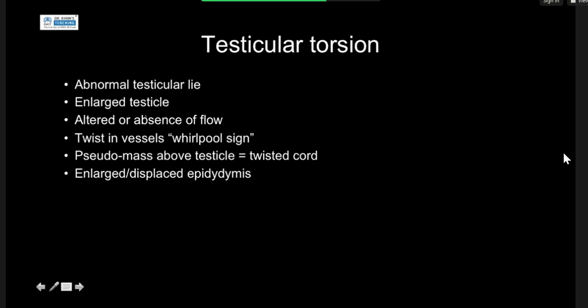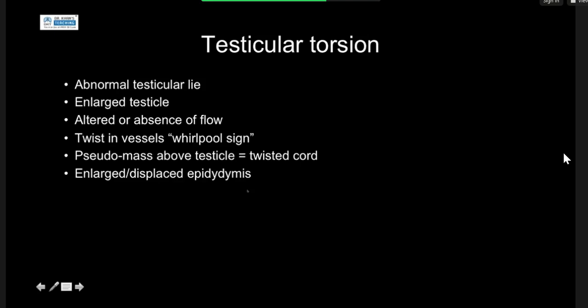You can also see altered, so reduced or absent, flow within the testicle, and the absence of flow is very important in testicular torsion. If you don't see any flow, then you have to suggest it's torsion until proven otherwise. And then you can also sometimes see a twist in the vessels within the spermatic cord, giving you this whirlpool sign that you see with volvulus and things like that.